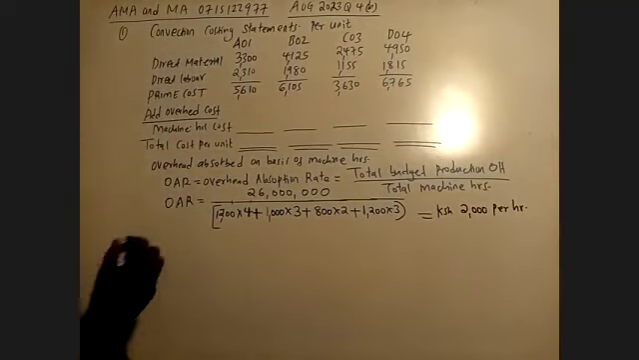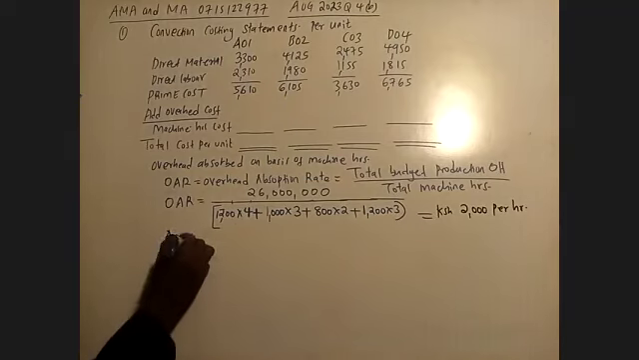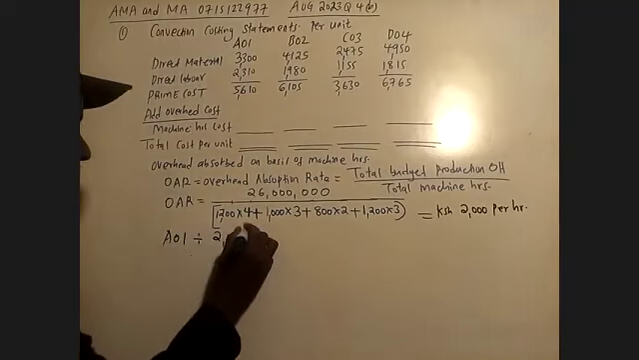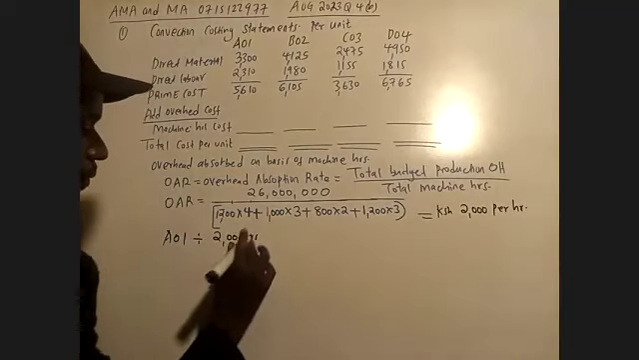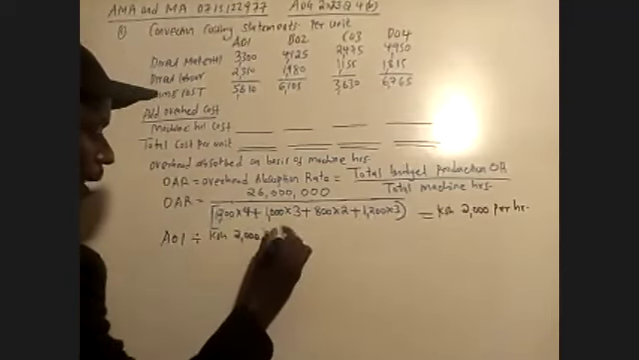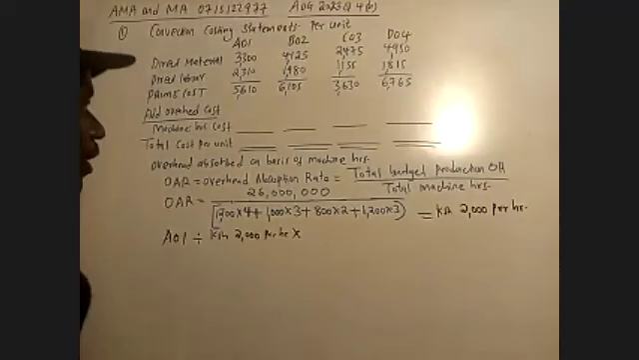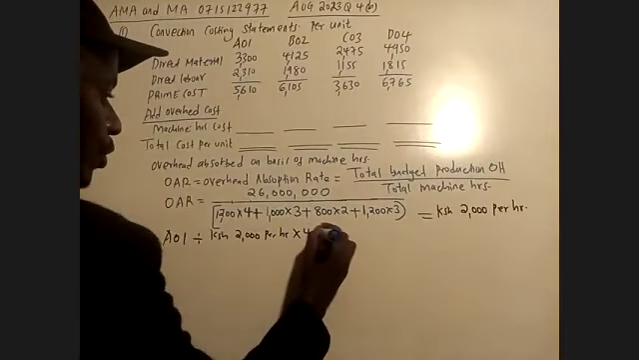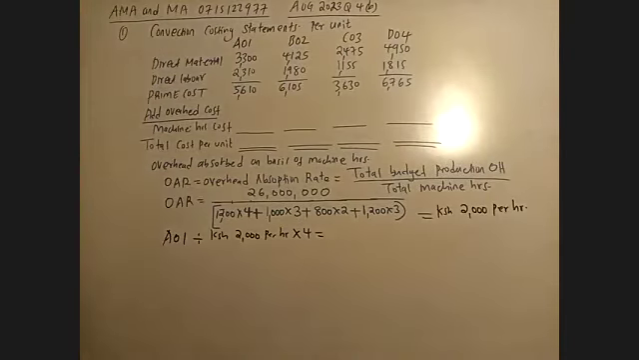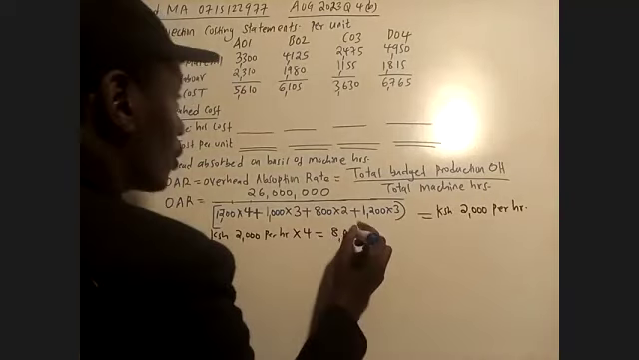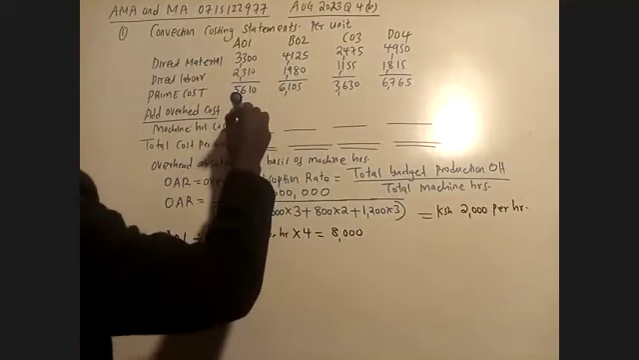Now let's start with A01. Itakuwa 2,000 per hour. Itakuwa ni Kenya shillings 2,000 per hour. How many hours do we have? We have 4 per unit, so that we know how much it costs per unit. Itakuwa ni 8,000.